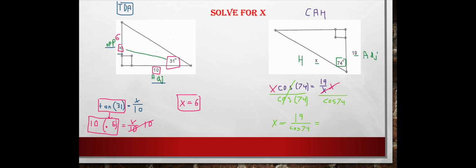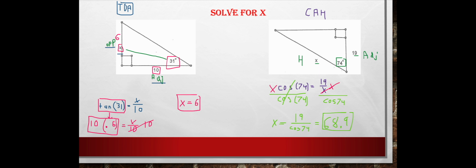So now we can type this into our calculator. 19 divided by cosine of 74. We type this into a calculator and we get 68.9. Normally one decimal place is okay for these. So the good news for trig problems where you're solving for a side length, these are the only two types of problems you can get.